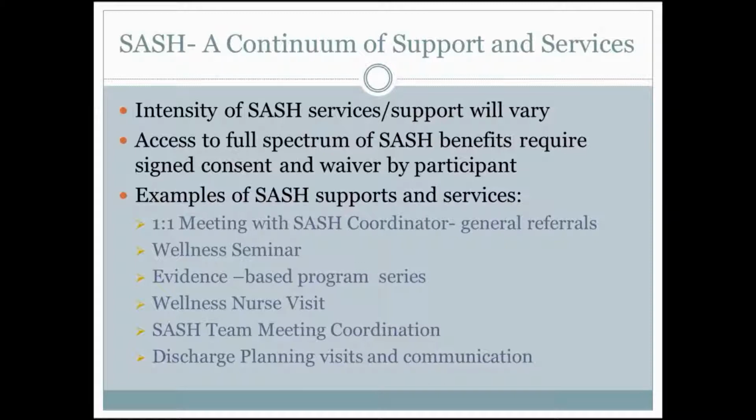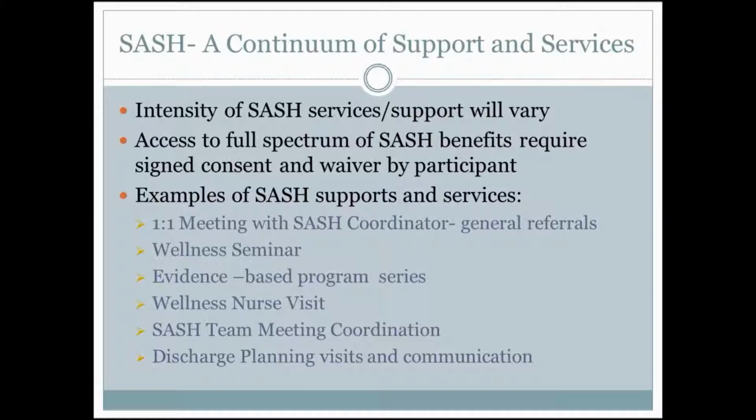Other example of the support and services that we provide is this team meeting, this care coordination through the team meeting, where all of your team members are going to come together on a monthly basis to action plan and coordinate for some of your participants that need that kind of support. And then another example is just the discharge planning, the visits and the communication that you'll be able to have with your team members and with the families and friends and support persons. So there's a real variety of support and services.